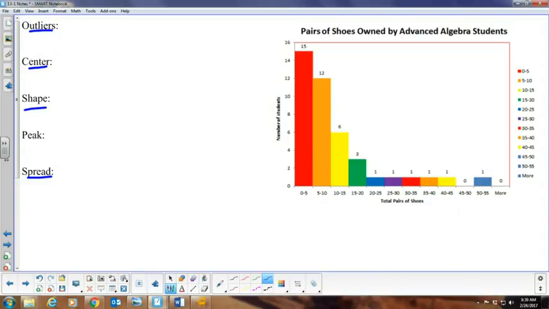So we're going to look at this, and we're just going to look at the histogram. We're not going to calculate things. We're just going to be looking at it and making our best estimate. So sometimes we can have different answers here, and there's some graphs that are easier to calculate than others.